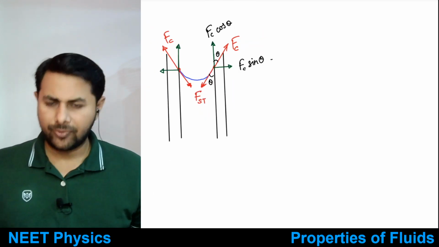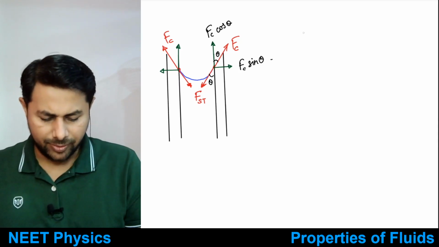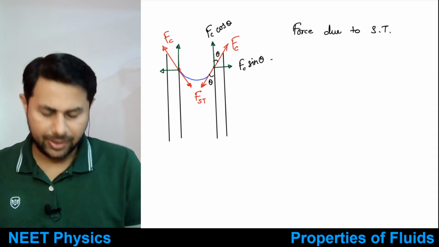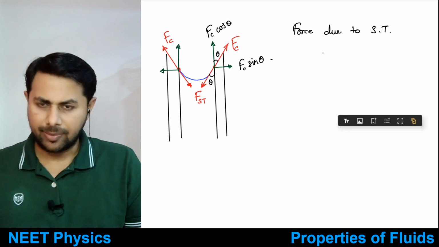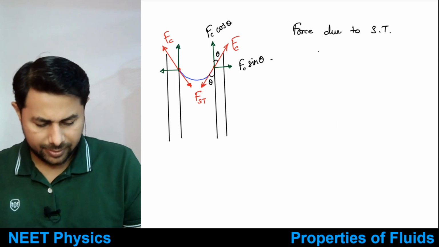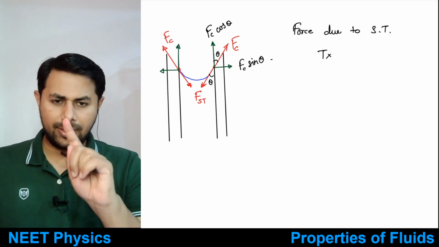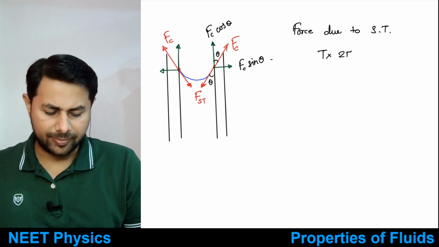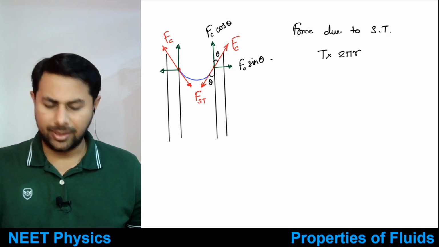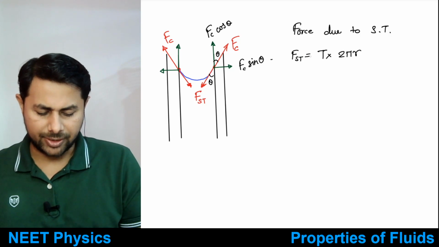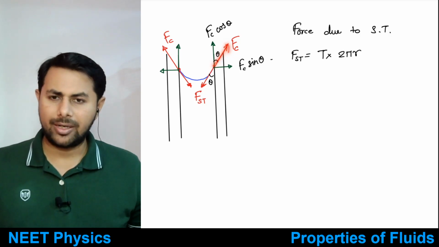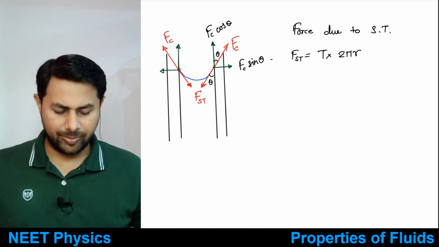Now first of all, what would be the force due to surface tension? Force due to surface tension in magnitude is equal to what? Surface tension multiplied by the length at which it is acting. So how much is the length? It is 2 pi r, right? Surface tension multiplied by 2 pi r. So this is the force due to surface tension in magnitude, right? And so Fc would be equal and opposite.